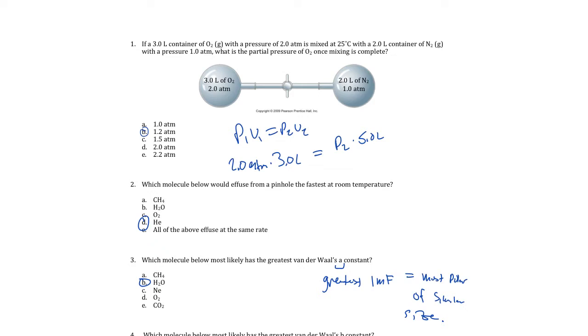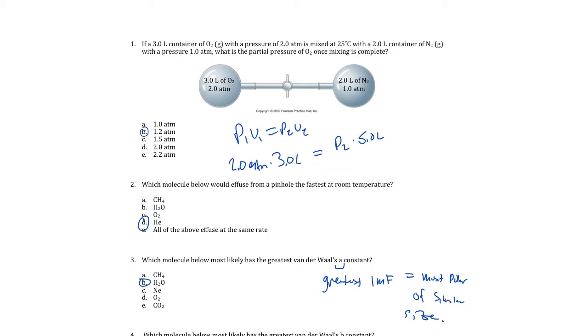Some versions of this question might ask for the total pressure. If this question said, what's the total pressure once the valve is open? It's not 3 atm. You don't just take the two pressures and add them together. You have to take the partial pressure that oxygen has, 1.2 atm, and then calculate the same sort of expansion for N2 into 5 total liters. I think it ends up being 0.4 atm is nitrogen's partial pressure. Then you sum the two together.